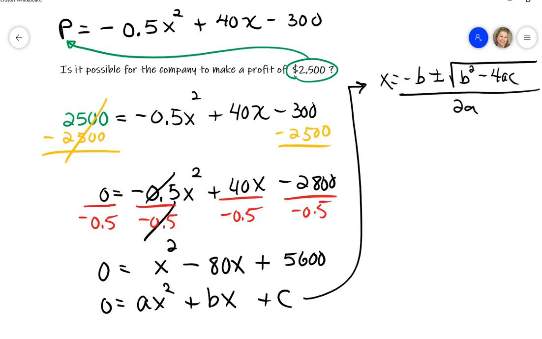And in this problem, this is my a right here, and technically that's an invisible 1. And so that's going to go here and here in the formula. I'll be putting a 1 there. And then the negative 80 is my b, which will go here and here. And the positive 5,600 is my c, which will go here.